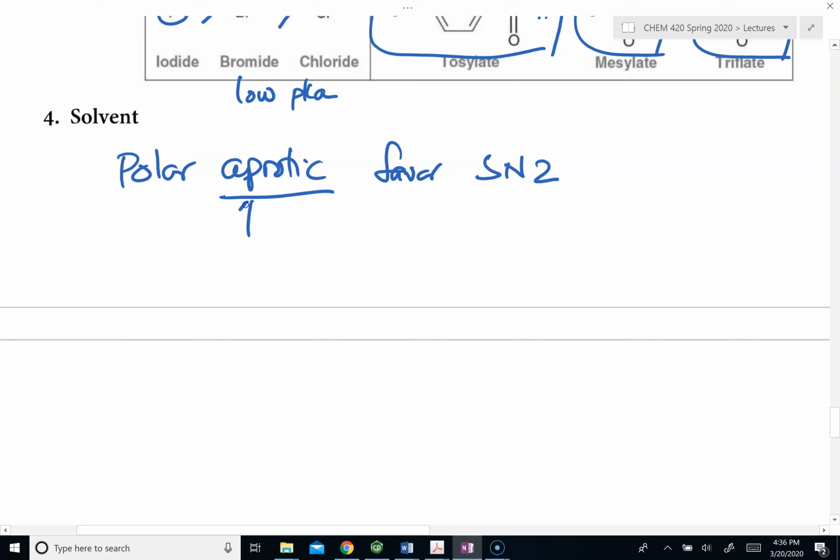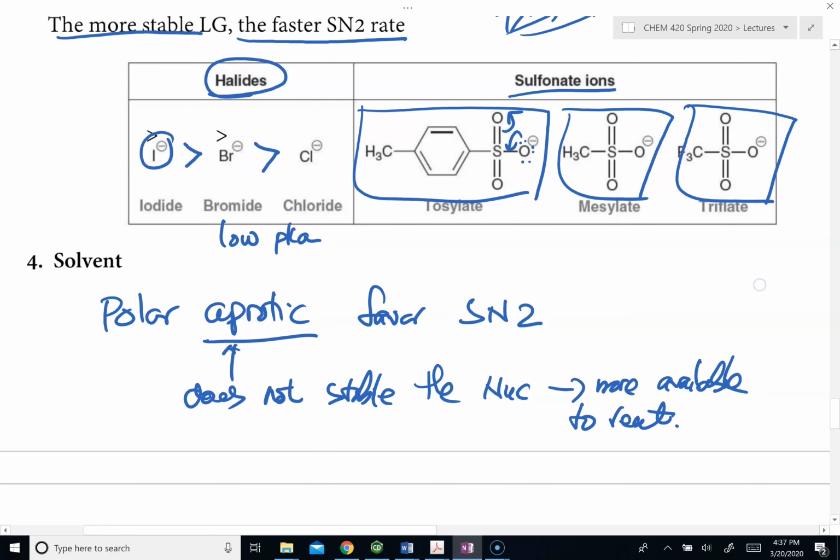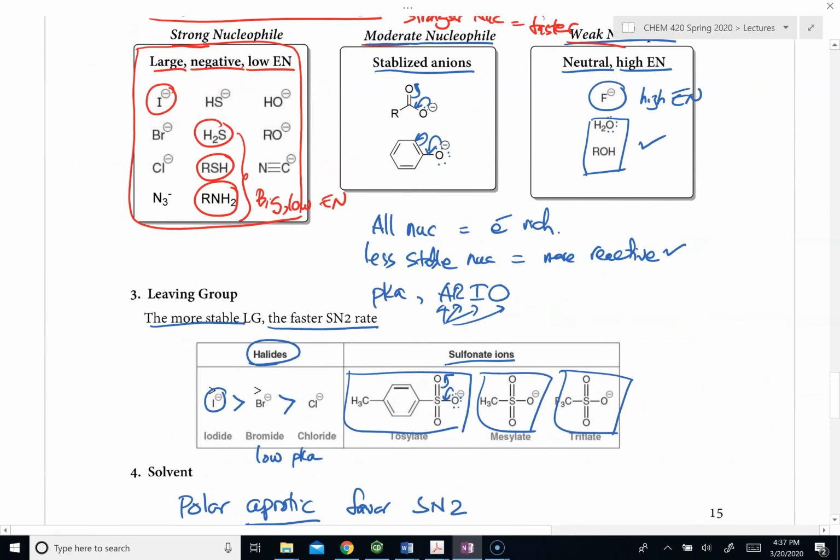So a polar aprotic solvent do not stabilize the nucleophile, therefore more available to react. So hopefully this is a quick summary to review SN2 reaction and the different factors that can affect the rate of an SN2 reaction.